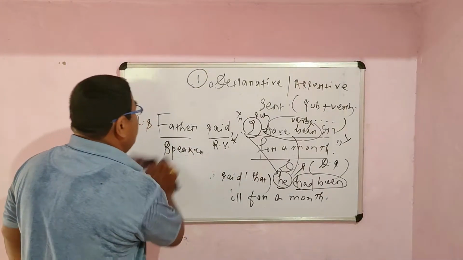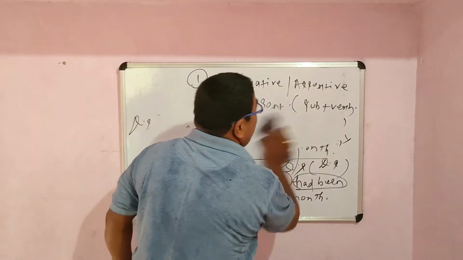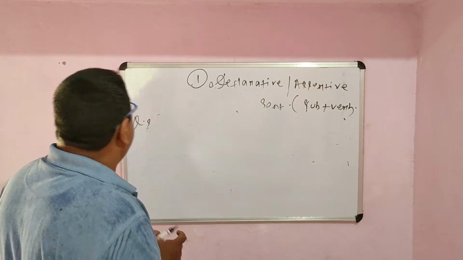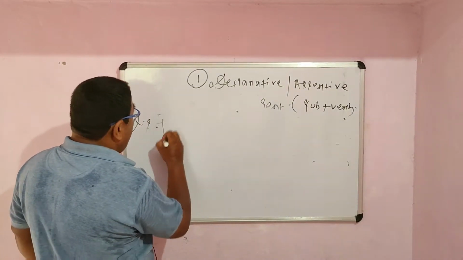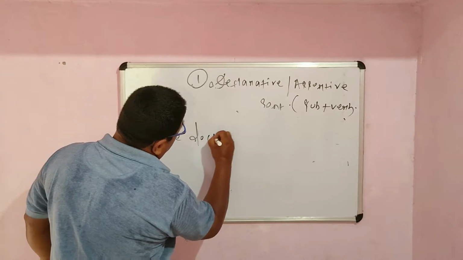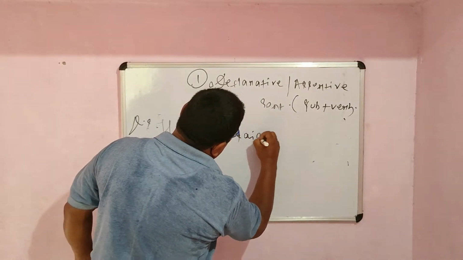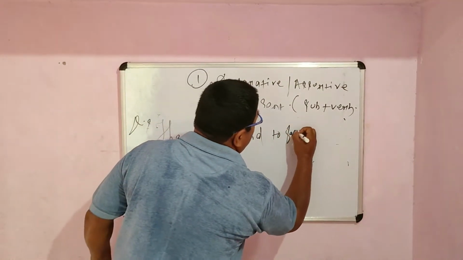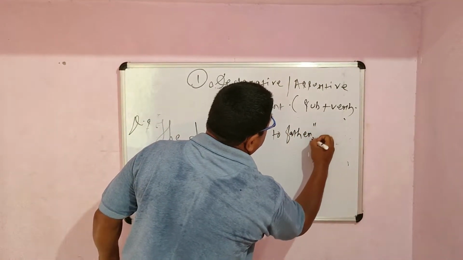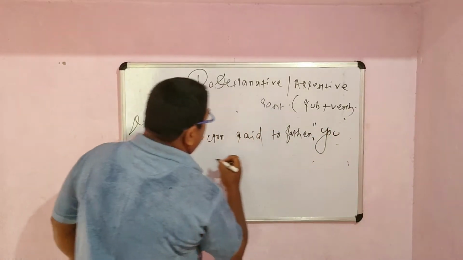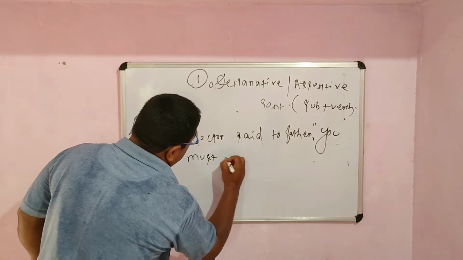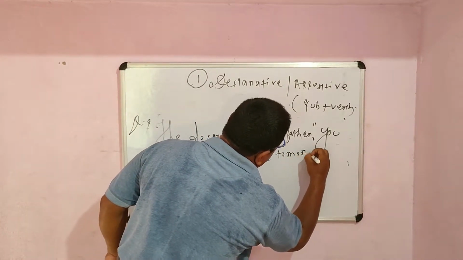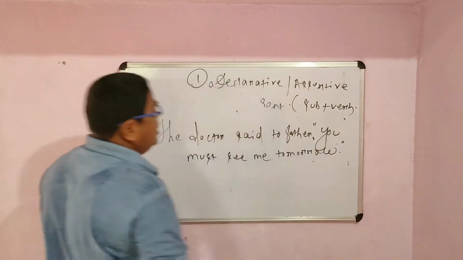Now we have to go to the time and the place, and see how time and place expressions also change accordingly in the indirect speech. Suppose I say: the doctor said to father, inverted comma begins, you must see me tomorrow. Full stop, inverted comma ends.